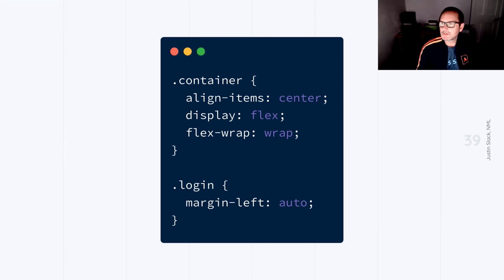And we're done. So what would have been with floats, we would have had to wrap those items in separate containers, float them left, float one right. We would have had to have a clear fix hack on the container, because as soon as you float something, the parent gets collapsed. You probably have to put in a guess at some padding to center it vertically, and so on and so on. So Flex becomes very useful for these types of items.